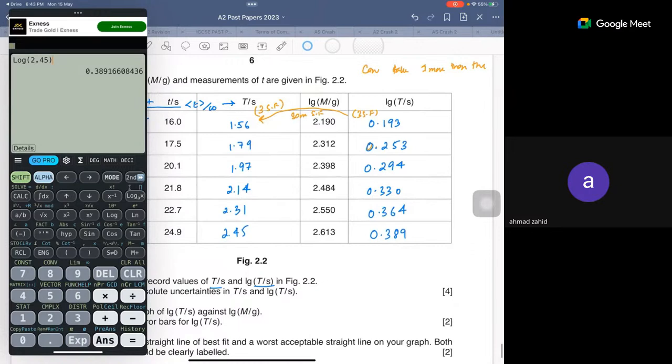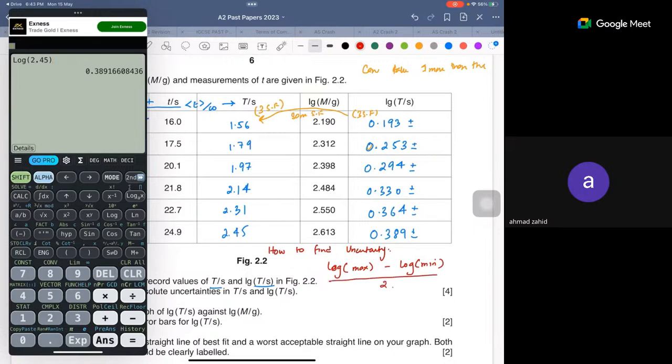Now we need to write the uncertainties. So how do we find uncertainties when it comes to logs? Let's discuss that. The rule for finding uncertainty, so I'm writing how to find uncertainty: the best method is to take the log of the maximum value, subtract the log of the minimum value, and then divide this by 2, and this will give you the uncertainty.